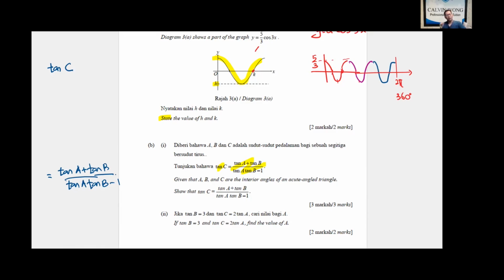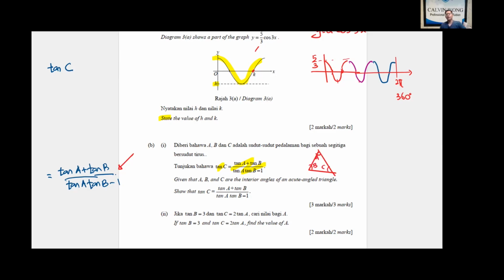For this one, the most important skill is to look at your destination. If you don't have a destination, you don't know which route, which path, which way, which formula to use. So what information is given? A triangle with acute angles. That means A, B, C.